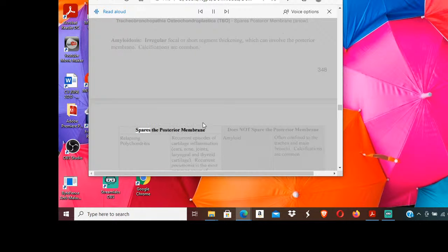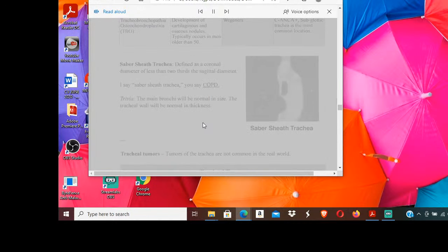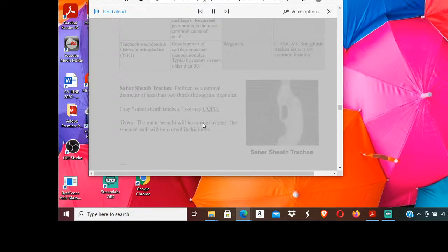348. Spares the posterior membrane, does not spare the posterior membrane. Relapsing polychondritis, recurrent episodes of cartilage inflammation: ears, nose, joints, laryngeal and thyroid. Amyloid often confined to the trachea and main bronchi. Calcifications are common. Tracheobronchopathia osteochondroplastica, TBO. Recurrent pneumonia is the most common cause of death. Development of cartilaginous and osseous nodules. Typically occurs in men older than 50.